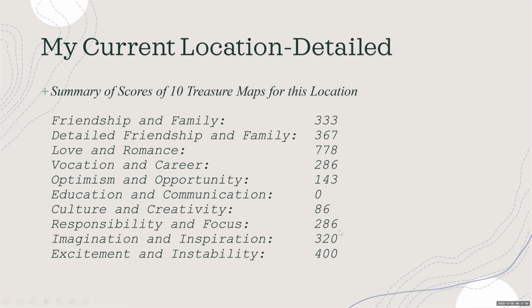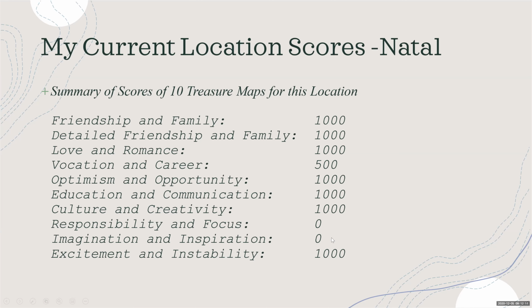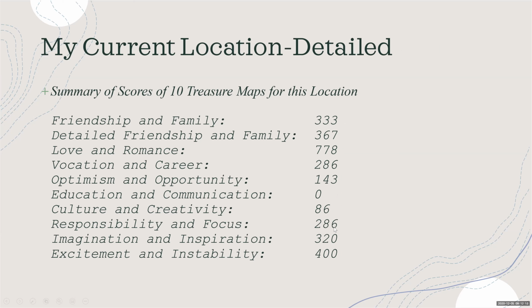The imagination and inspiration comes up here where it was 0 there. And again, we can look at those semi-sextiles that I was talking about from my Uranus to my Neptune and my Uranus to my Pluto. So that comes in. We still have a high excitability score, but it's definitely lower than it was on my detailed. There is some excitement here, but like I said, overall, the experiences have been pretty positive.